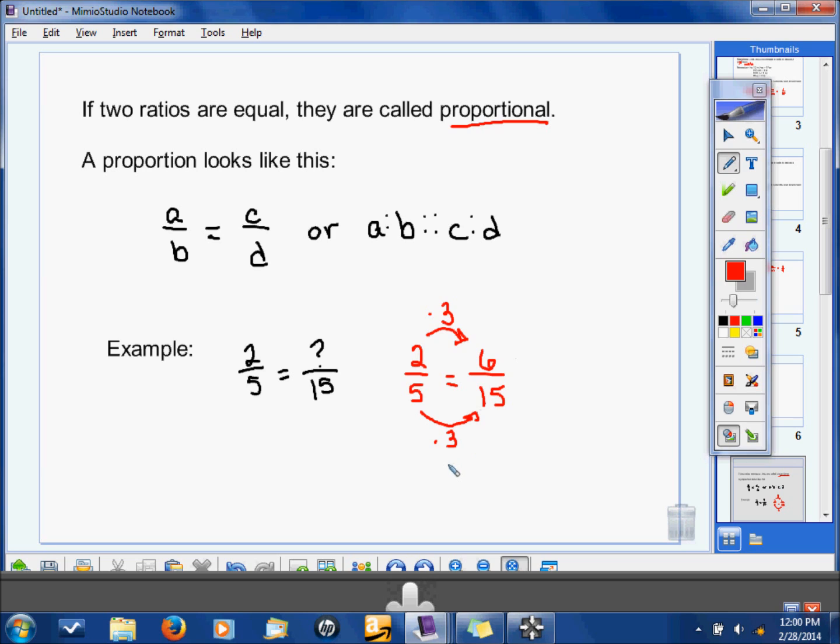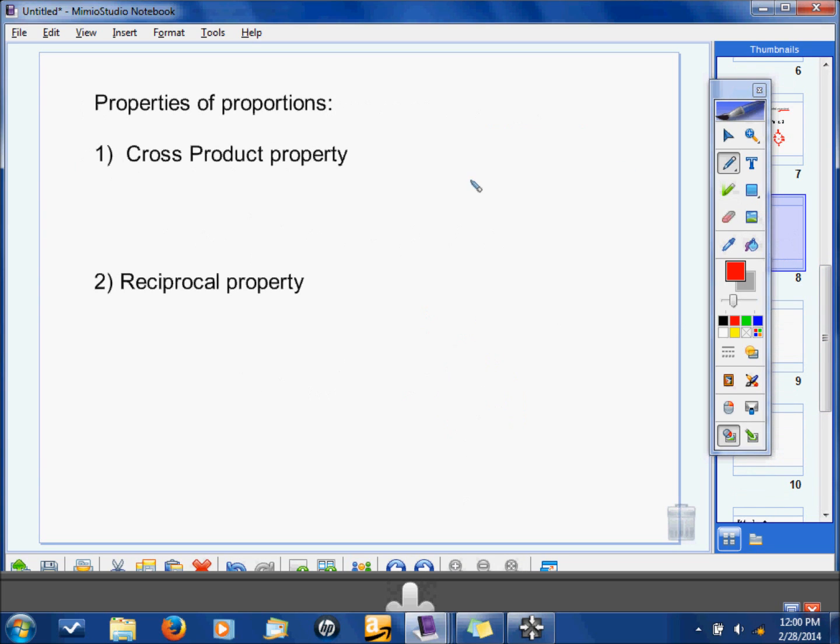Can you cross multiply these? That's next. Yes, absolutely. If we're going to solve them, in general, usually we'll end up using cross multiply, but I need to teach you the cross product property, which you probably already know, and the reciprocal property, which we're going to mention, but we're not going to use as much. Cross product property says that if A over B equals C over D, then cross products are equal also. AD equals BC.